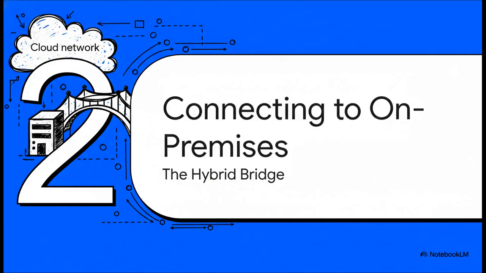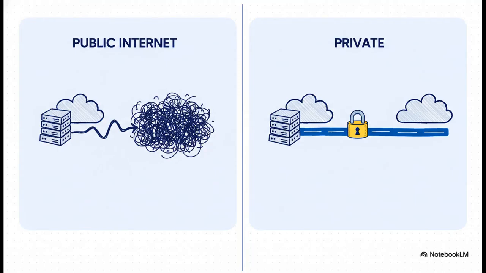Okay, so we have our little network world in the cloud, but most organizations still have their own data centers, what we call on-premises. The next logical step is building that hybrid bridge to connect those two worlds. And you really have two main ways to build that bridge. You can go the public route using the internet with a site-to-site VPN.